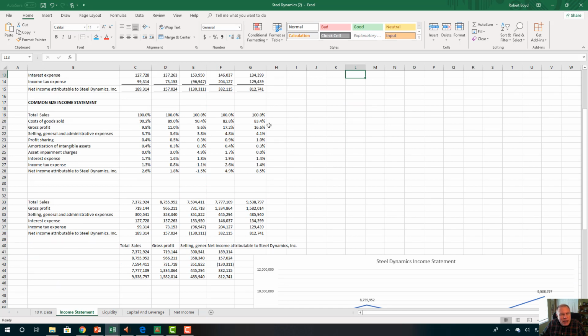Common size. Notice how all the decimals are set properly. We don't have a lot. We don't need 3, 4 decimal places out.